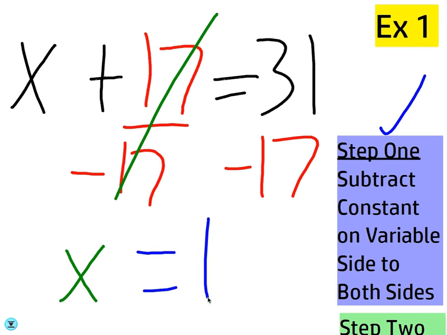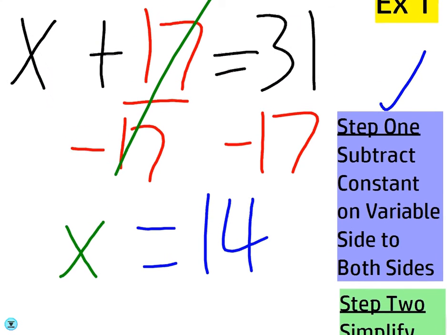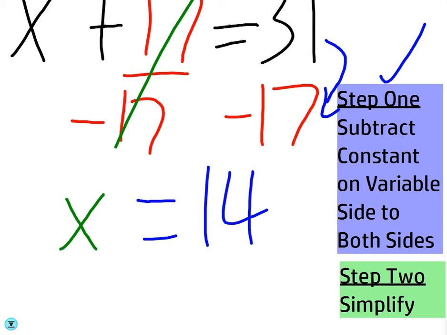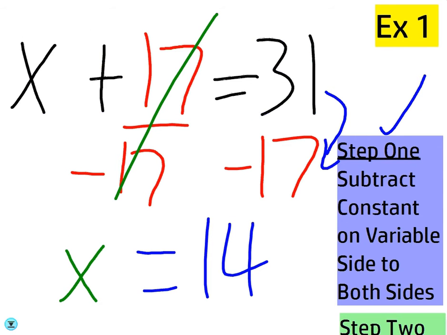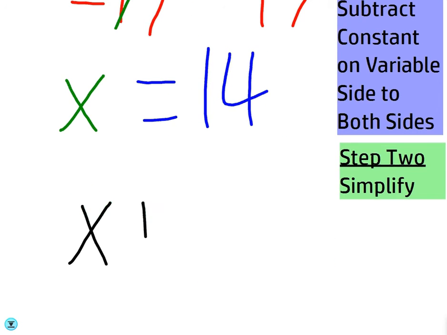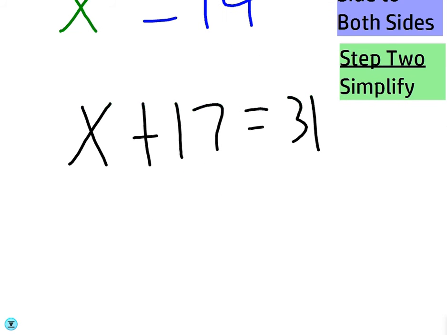Good, equals 14. So step two is to simplify. Make sure you write that down. So in other words, 31 minus 17 equals 14. Now there is a third step that you can do. Does anybody know how you would check your work? Okay, good. So what you would do is you would rewrite the equation and you would plug in what you got for x.